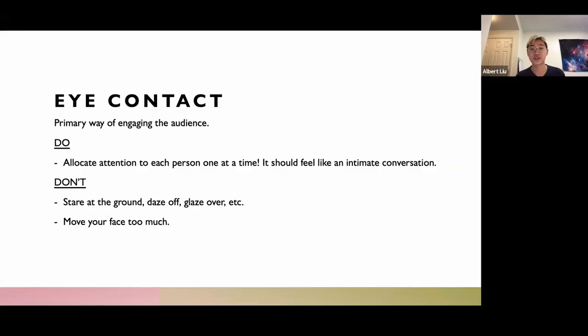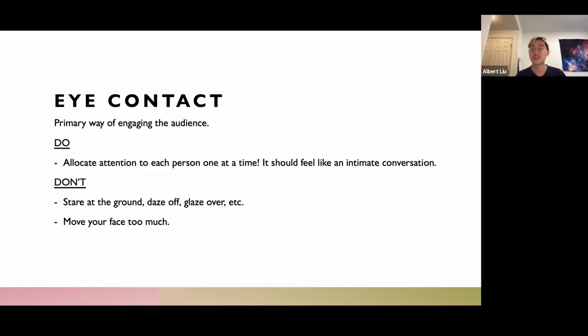So what you want to do is allocate attention to each person one at a time. It should feel like you're in an intimate conversation with the people inside of your room, that you're trying to get them to appeal to a certain topic, and you're trying to get them engaged with you and your speech. And you can do that by staring them directly in the eye.